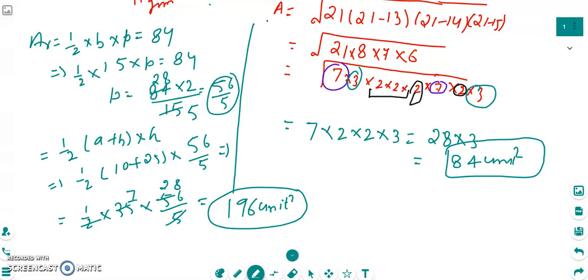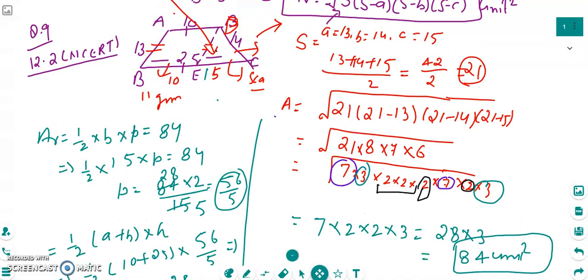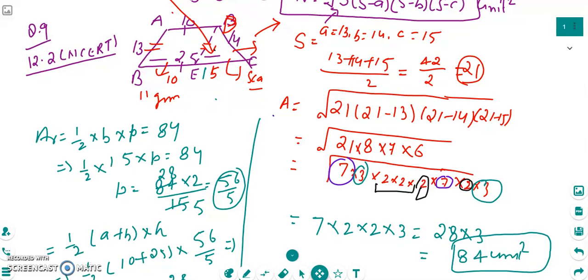So this is how we use the concept of Heron's formula in finding the answers. Most of the time, Heron's formula is used to find the area of a scalene triangle. Here, you can see this one is the scalene triangle. So I have used it to find the area of this scalene triangle, which helped us find the height. Then I used that to find the area of this trapezium.